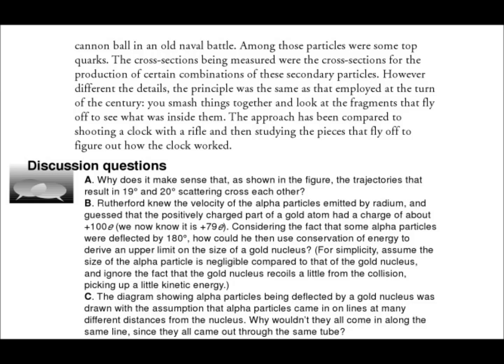Discussion questions, and I'll read them in. Why does it make sense that, as shown in the figure, the trajectories that result in 19 degree and 20 degree scattering cross each other? Actually, I'll just leave the discussion questions because I'm not feeling like reading them.